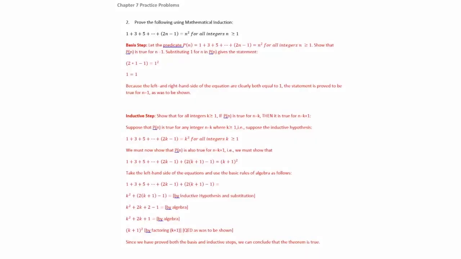Let's go through the solution for Chapter 7, Practice Problems number 2. Prove the following using mathematical induction: 1 plus 3 plus 5 plus ... In other words, we're going to continue going 7, 9, 11 until we get to 2n minus 1, which is going to equal n squared for all integers where n is greater than or equal to 1.